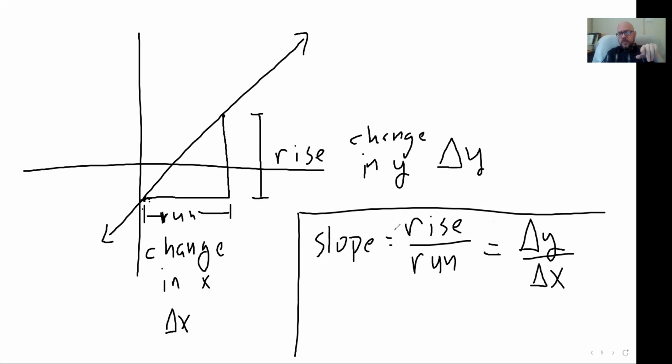Slope is this. It is how much y changes per unit change in x. Or you can also think of it as rise over run, right? Change in y over change in x. Those actually mean the same thing. Sometimes it'll be easier to think of it as how much y changes per unit change in x. Sometimes it is easier to think of it as change in y over change in x. Both of those are fine.